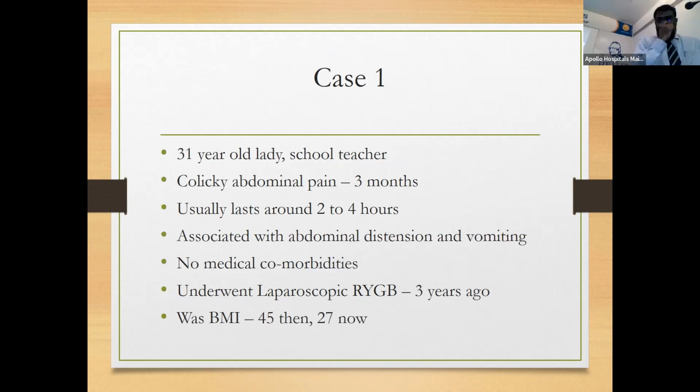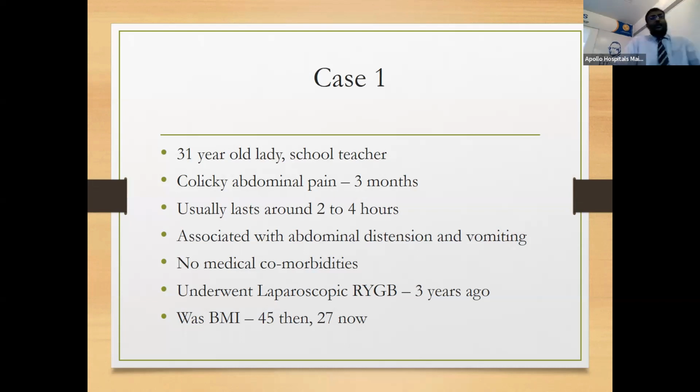So the first patient is a 31-year-old lady who's a school teacher. She presented with a 3-month history of colicky abdominal pain, usually lasting 2 to 4 hours. And every time she gets pain, she also gets abdominal distension and vomits a few times. Quite fit and well, healthy lady. The only significant history of note is that she was quite obese many years ago, and she had undergone a laparoscopic Roux-en-Y gastric bypass some 3 years back.